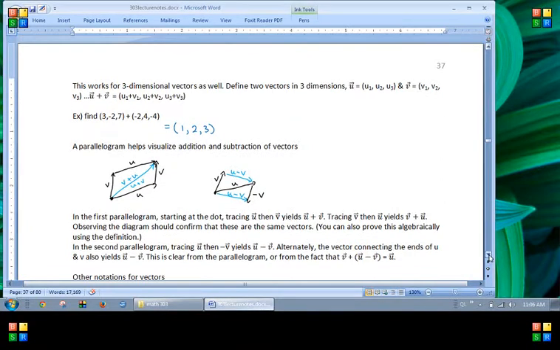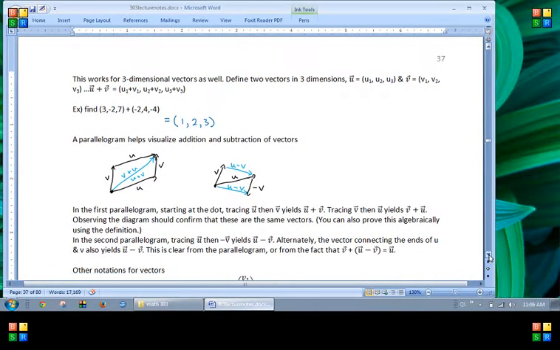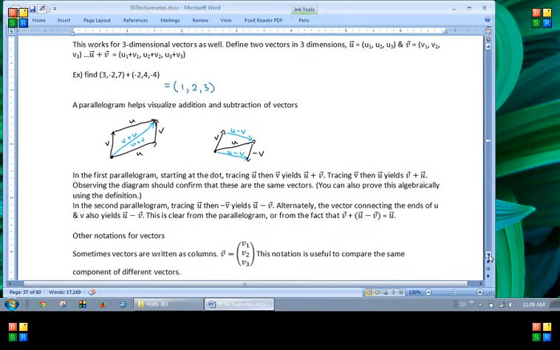Now that we've talked a little bit about vectors, I just want to mention a couple of different notations that we use in order to represent vectors. First of all, vectors can be written as columns. So far we've written them as x comma y comma z, the way we traditionally write a point. This is another notation for vectors, writing it as a column.